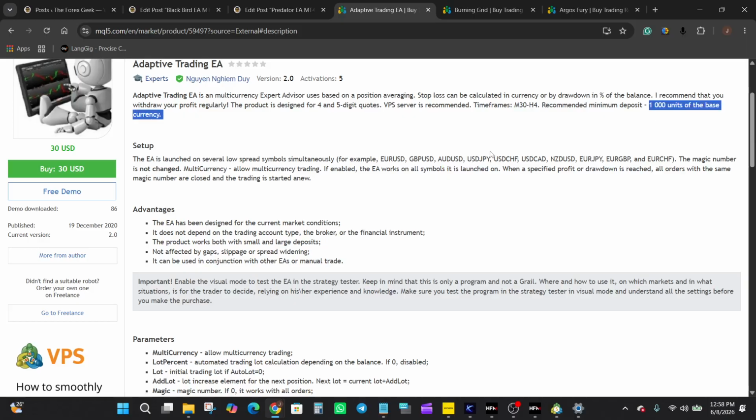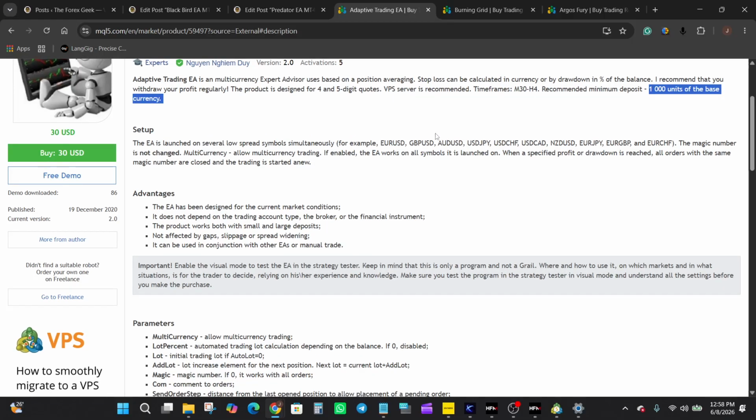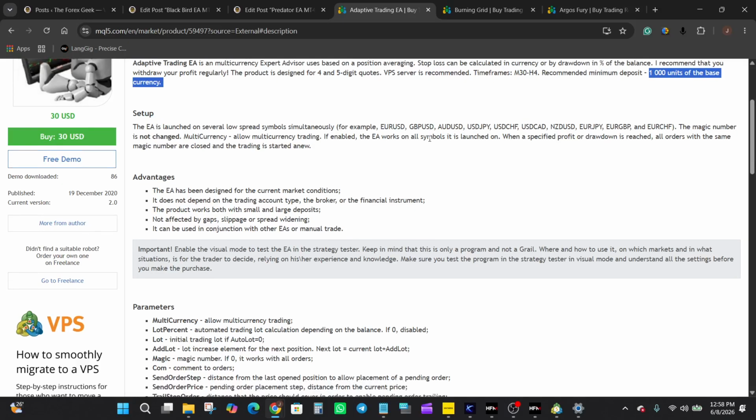Looking through the features, one of the main functions is multi-currency trading. When enabled, the EA can manage positions across all charts where it is attached. The developer also explains that when a predefined profit target or drawdown level is reached, the EA can close all trades associated with the same magic number and then begin a new trading cycle.